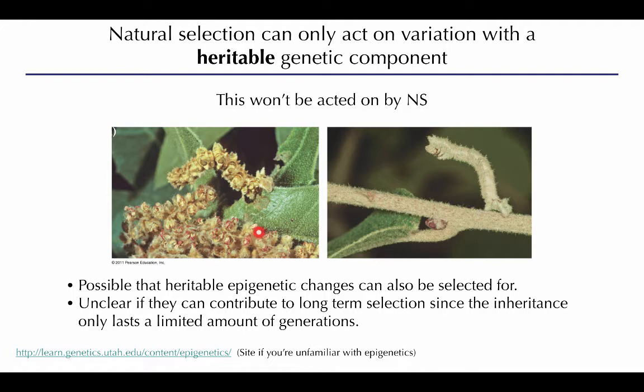This is an example of a caterpillar that's the same species, but it phenotypically looks different depending on what food it's on. And for a few generations after that, even if they get moved to other food, the caterpillars will look like this, even if they're not on this food source anymore. But it just lasts a few generations.